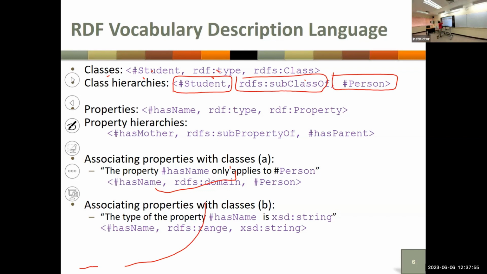If we want to define a new property, we can say that there is a property, we call it a predicate, hasName, which is of type property.